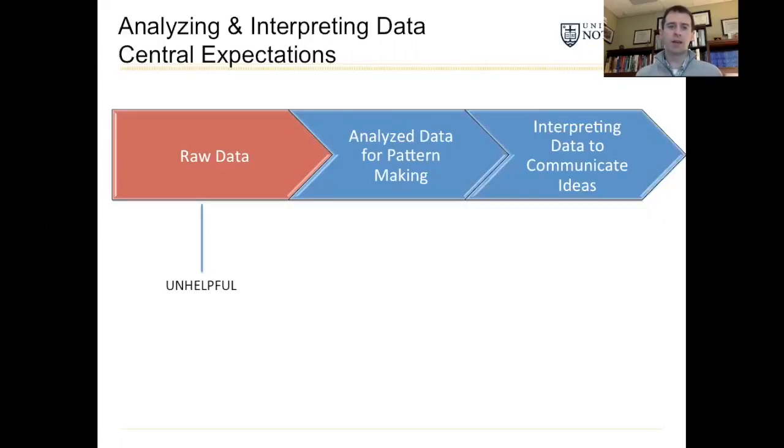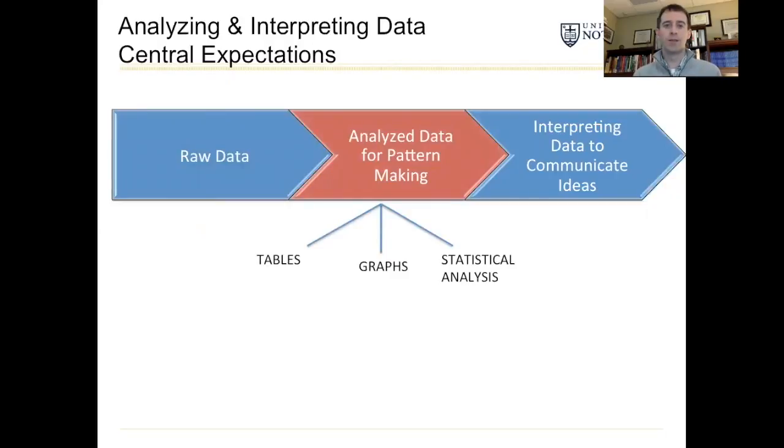And when I say analyze, in this sense, I'm going to talk about how we help them represent the data so that they can then use that summarized version, whether it's in table form or pictorial form or statistical form, to then interpret it to make claims. So what's more helpful is the analyzed data.